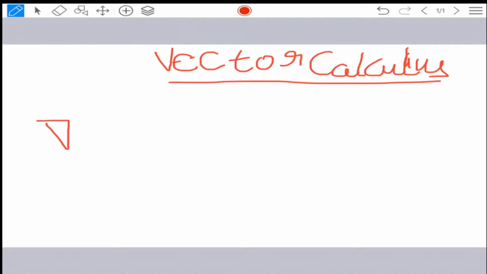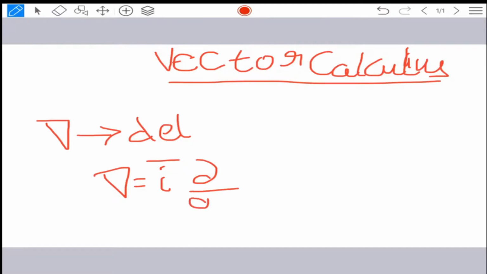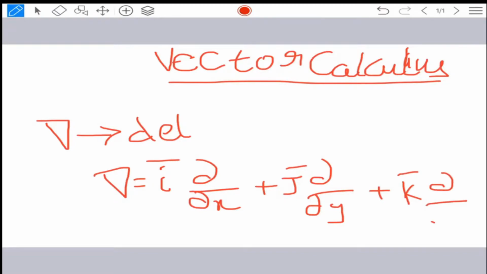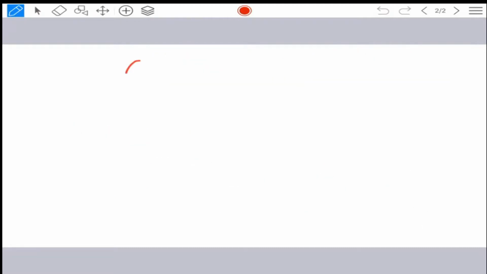First, this symbol is known as the del operator. Del is generally equal to i bar, which is the direction, dou by dou x, plus j bar dou by dou y, plus k bar dou by dou z.